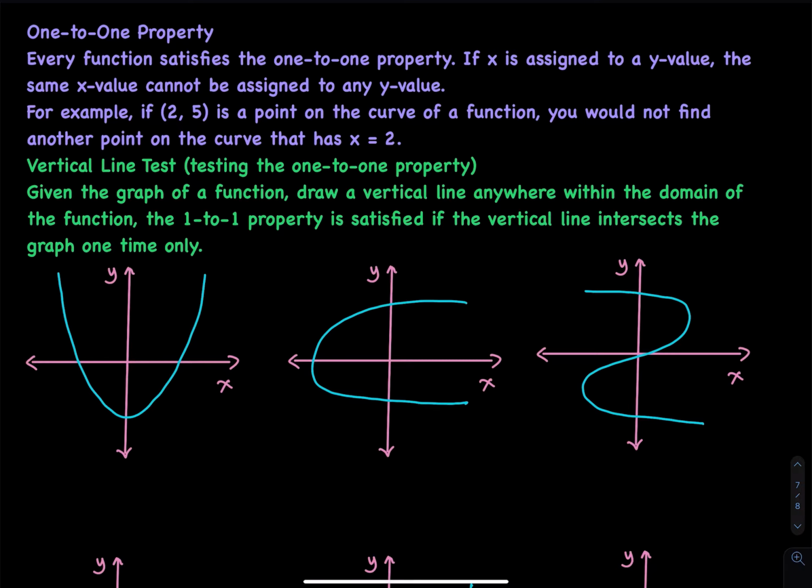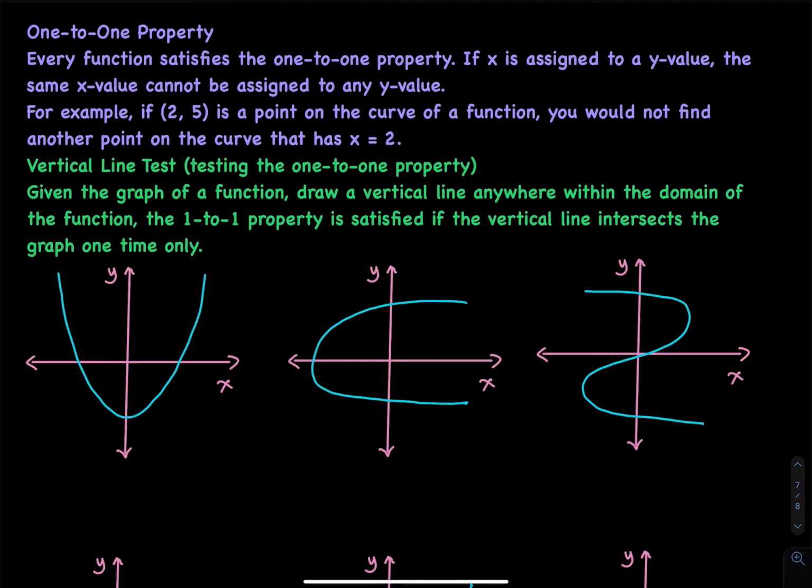So if you have the graph of a function, how do you check the one-to-one property of the graph? Easy. Use the vertical line test. The vertical line test says you have a graph, you draw a vertical line anywhere within the domain of the function. If the one-to-one property is satisfied, the vertical line intersects the graph exactly one time.